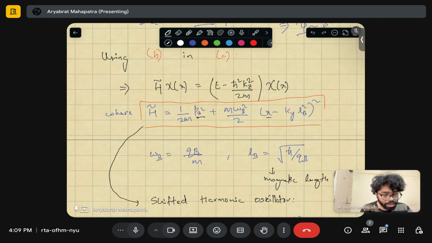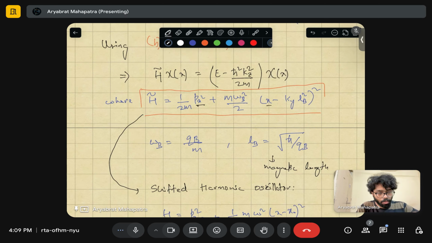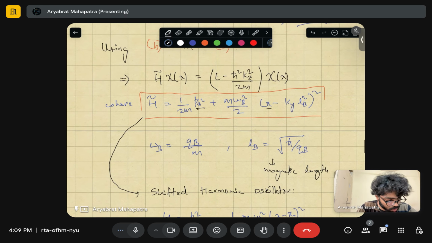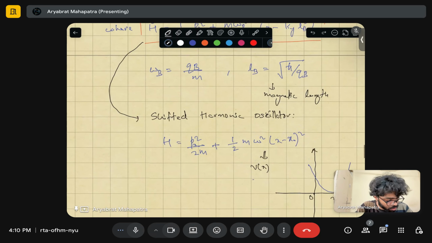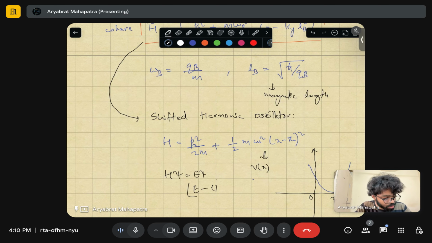So you can think of your system now, the charged particle moving in a constant magnetic field, as some harmonic oscillator system existing in the x direction, but there is something more in the z direction also. This energy is not simply that, because when you do a harmonic oscillator system, you find exactly h psi equals e psi. So there is no e minus some other extra term which you are getting here.